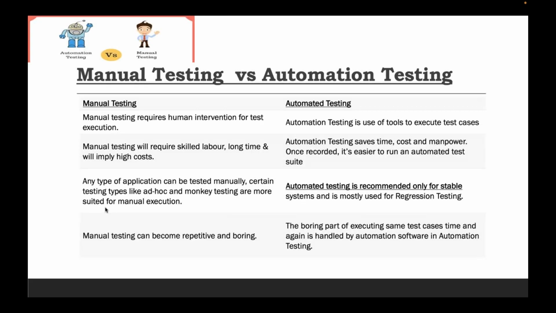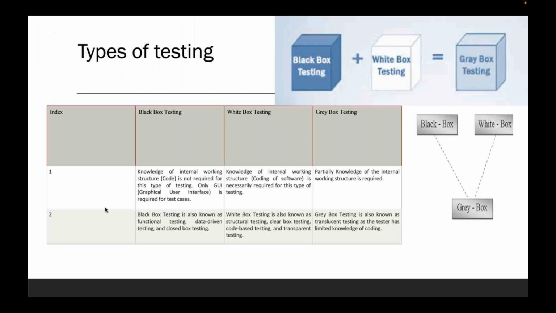Then comparison between manual and automation testing. Manual testing requires human intervention for test execution. So we have to compare why manual and why automation. What is the main difference? We have seen a minor difference now, because automation is reusable. Ultimately, manual is not reusable. Manual is time consuming. Automation consumes very little time. So like this, we need to have in-depth knowledge about the comparison.